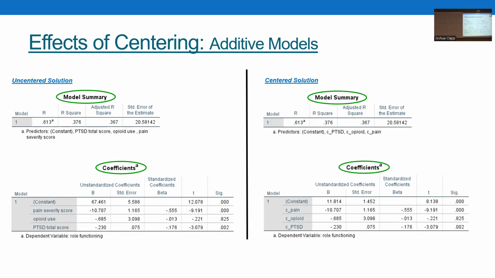So, we want to take a look at the effect of centering on your additive models. We already talked about this, right? In my additive model where we have pain, opiate use, and PTSD, and centered pain, centered opiate use, and centered PTSD, the R squareds are the same. Our coefficients are all the same. The only thing that changes is my intercept, and we talked about why that is, right?